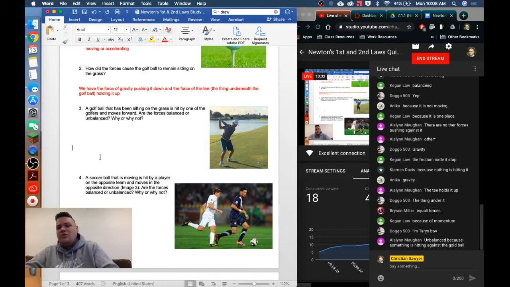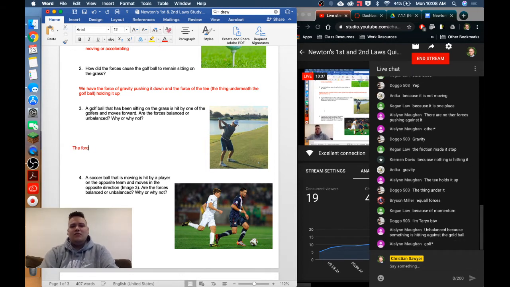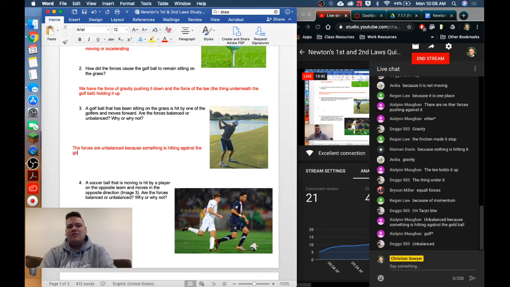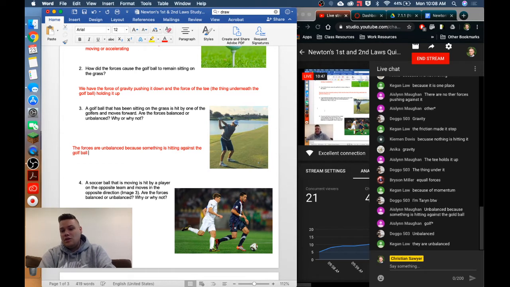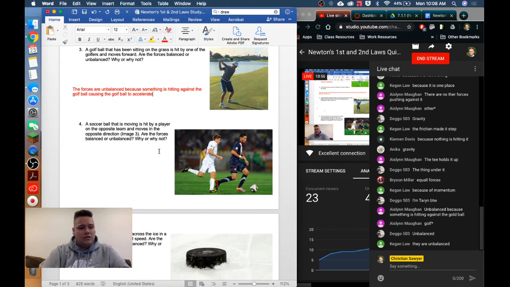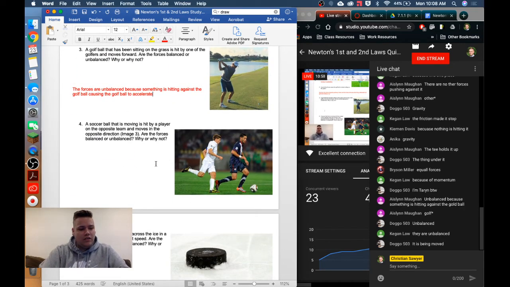Good, Aislinn. So let's write that down. The forces are unbalanced because something is hitting against the golf ball, causing the golf ball to accelerate. Good. Okay.